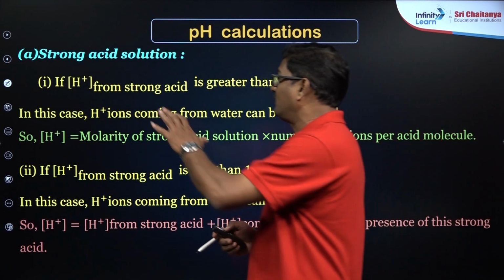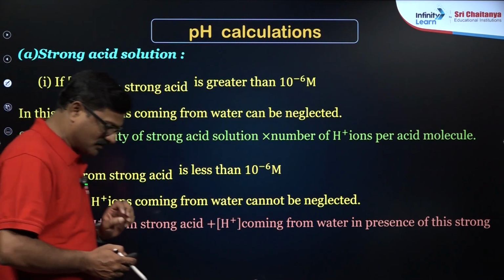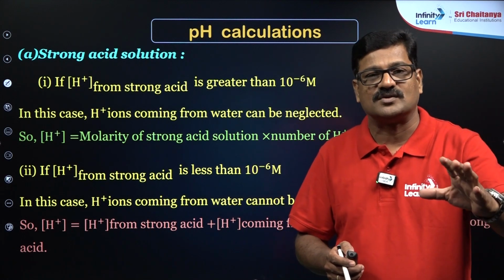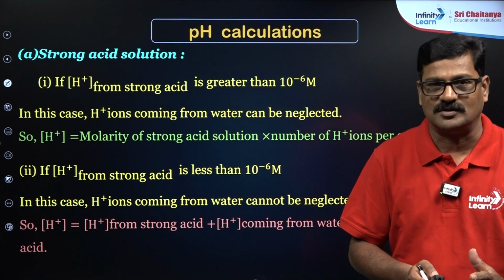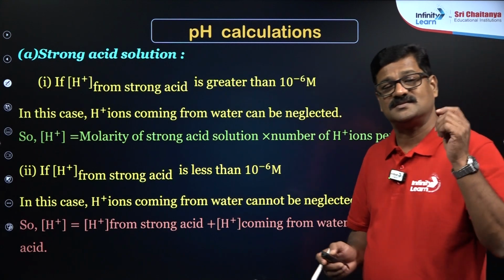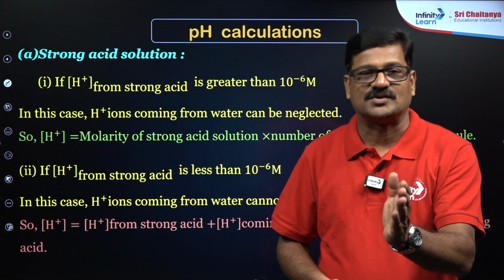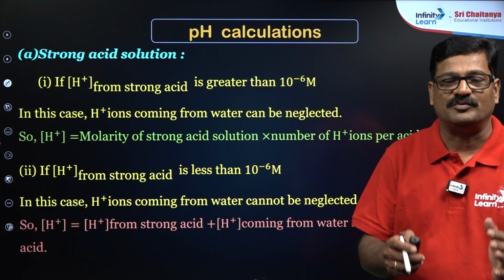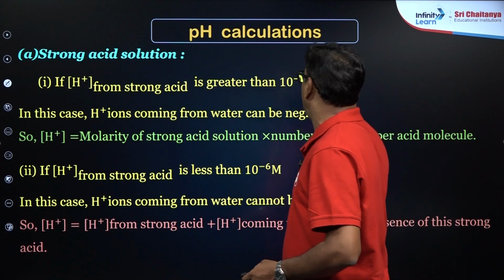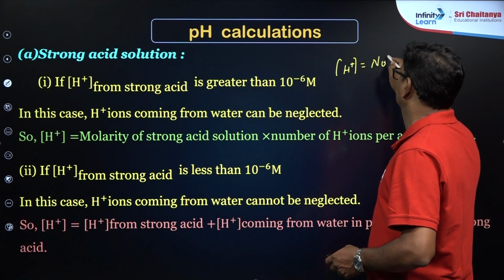First of all, let us talk about the strong acidic solution. Whenever there is a strong acidic solution, check whether the solution is a diluted solution or a non-diluted solution. If the concentration is less than 10 power minus 6, it is said to be a very diluted solution. If it is 10 to the power minus 6 or more than that, it is said to be a normal solution. For a normal solution, the H plus ion concentration is going to be the normality of the acid.